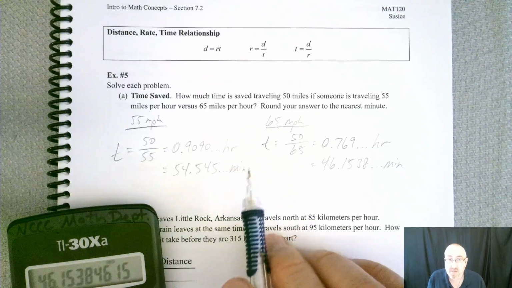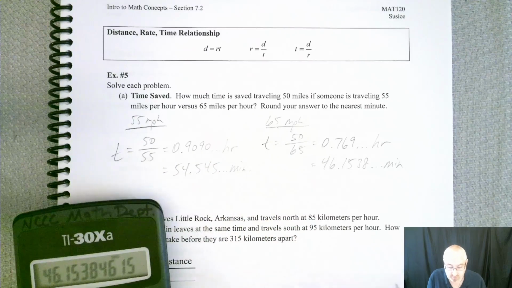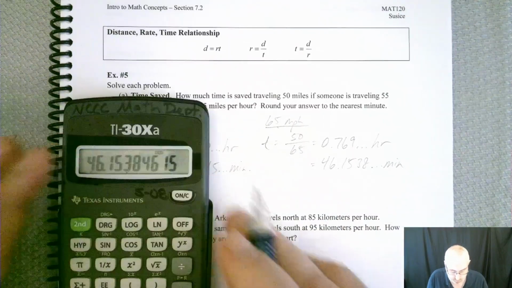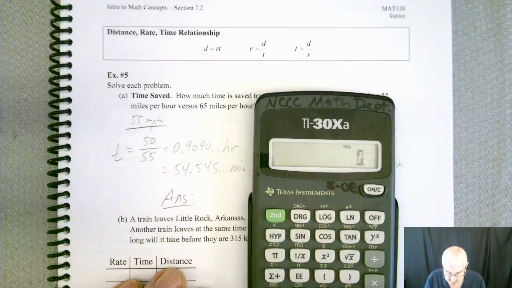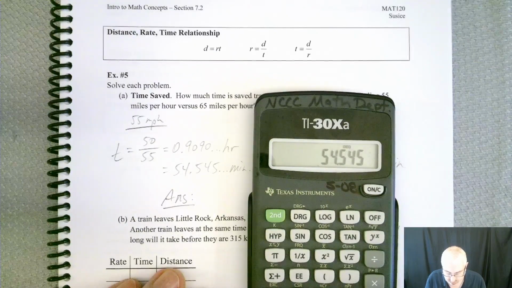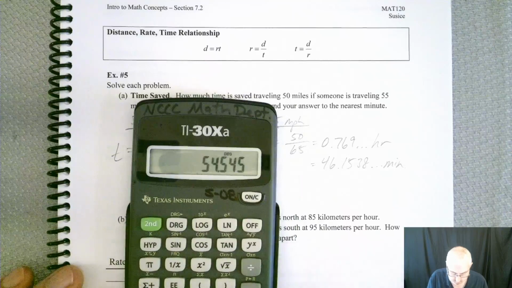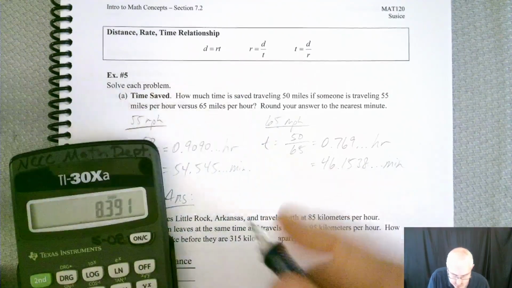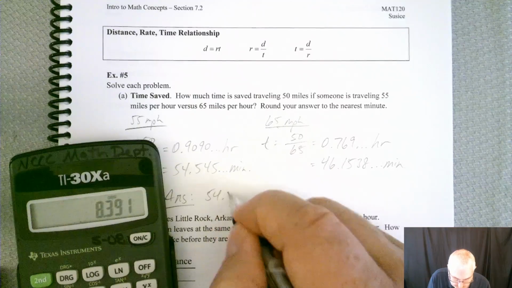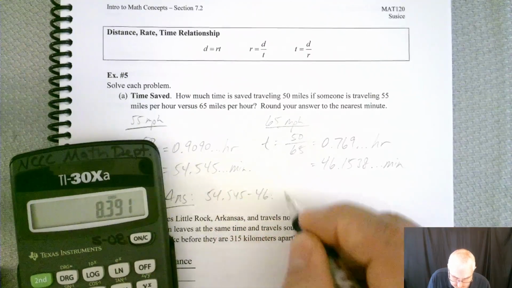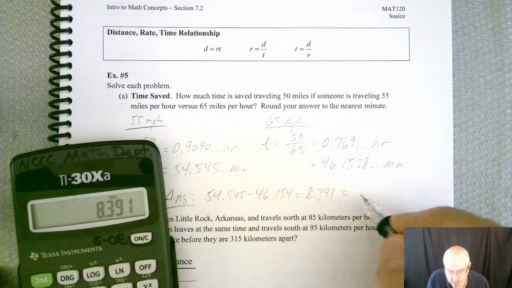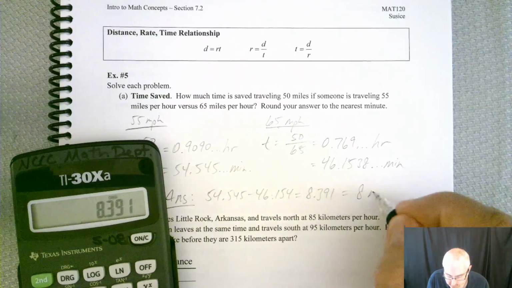So how much time is saved? We've got to subtract those two to finish it off. So the answer would be what? We want 54.545 minus 46.154, equals 8.391. So rounded to the nearest minute would be 8 minutes.